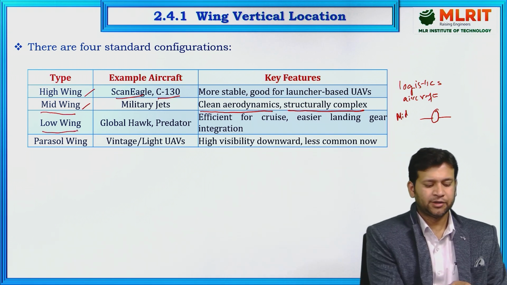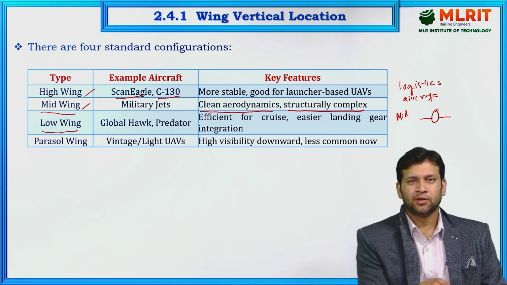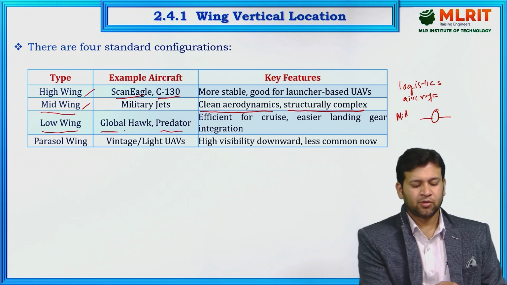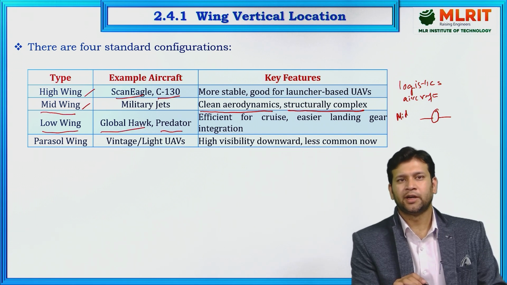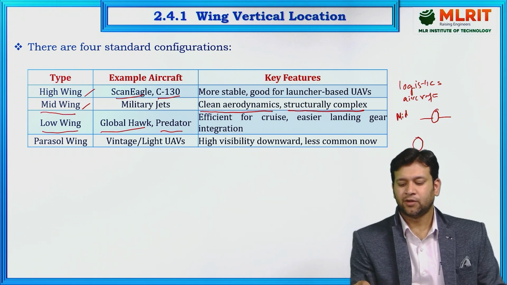Low wing configuration, for example, we have Predator and Global Hawk, the 2 aircraft which have a low wing configuration. Generally in aircraft, we have 3 wing configurations, that is high wing, mid wing and low wing.